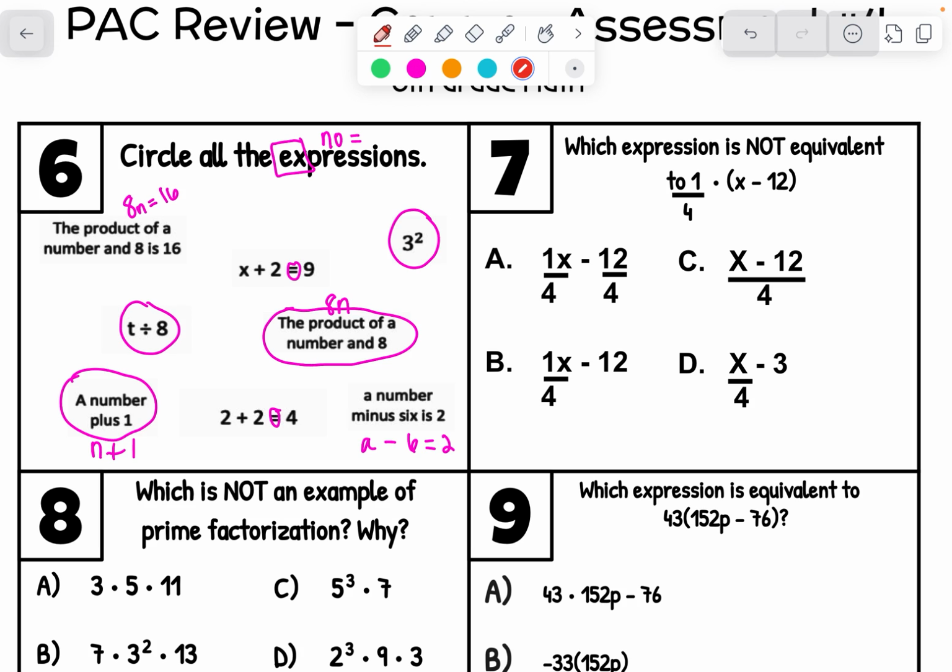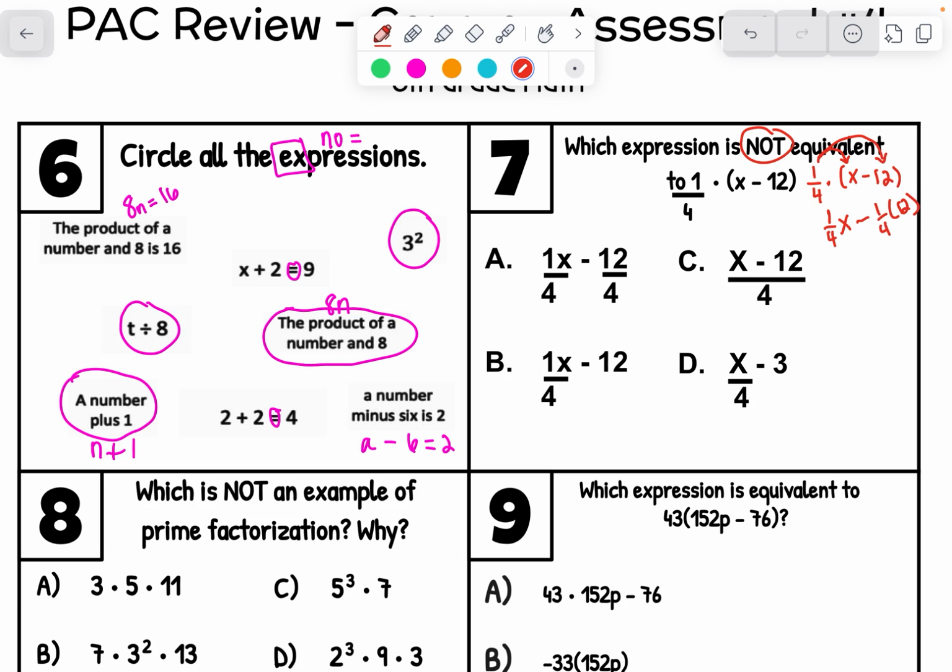Okay. Which expression is not equivalent? It's kind of funky looking here, but I'm going to rewrite it as 1/4 times x minus 12. So I want to know which one is not equivalent to that. Hopefully you're already thinking, I'm going to distribute this 1/4 to everything that's on the inside. So it's like I'm doing 1/4 times x minus 1/4 times 12.